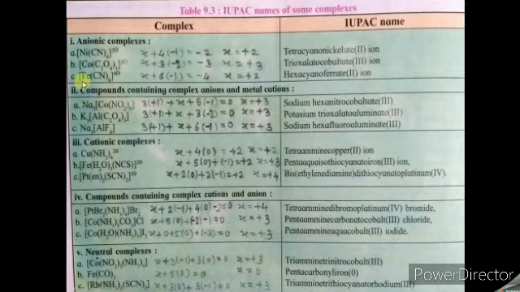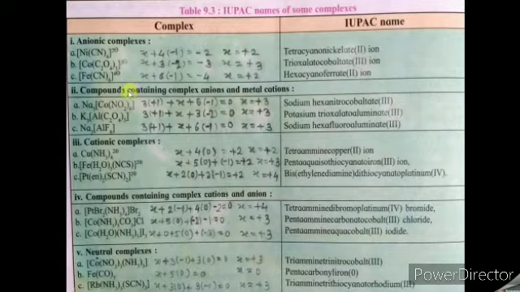Then the next complex is [Fe(CN)6]4-. The oxidation state of Fe is X, and CN is cyanide with 1 minus charge. So 6 into 1 minus, and the charge on the anionic complex is minus 4. So X minus 6 is equal to minus 4, X is equal to plus 2, which is the oxidation state of Fe. And there are 6 CN, so hexacyano, and iron is written as ferrate. And lastly the word ion. So the correct name is hexacyanoferrate(II) ion.